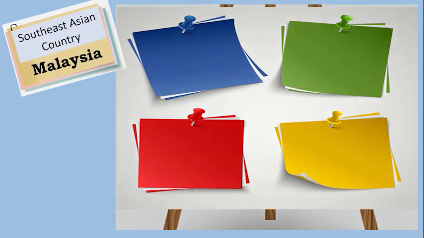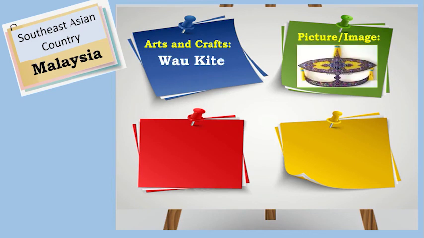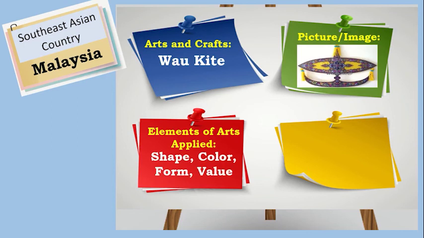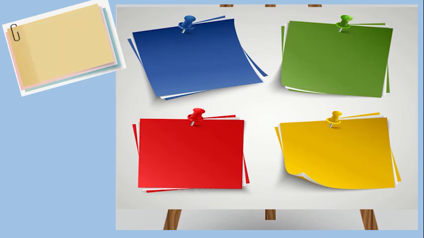Next is Malaysia. With Malaysia, they are also famous with wau kite. Here's a picture of wau kite. With its design, they were able to apply elements of art: shape, color, form, and value. With their principles of design, they were able to apply pattern, balance, emphasis, and movement.